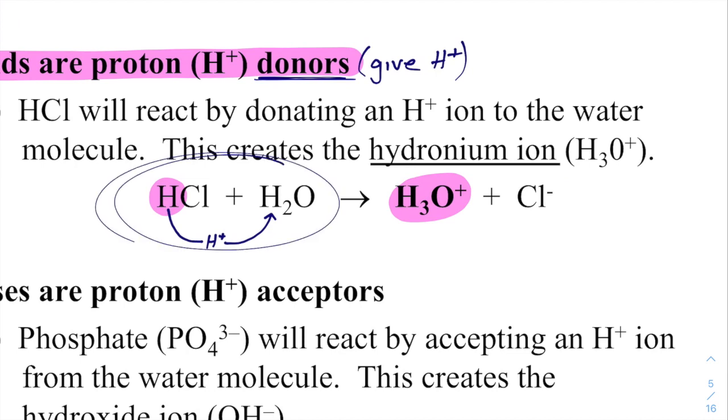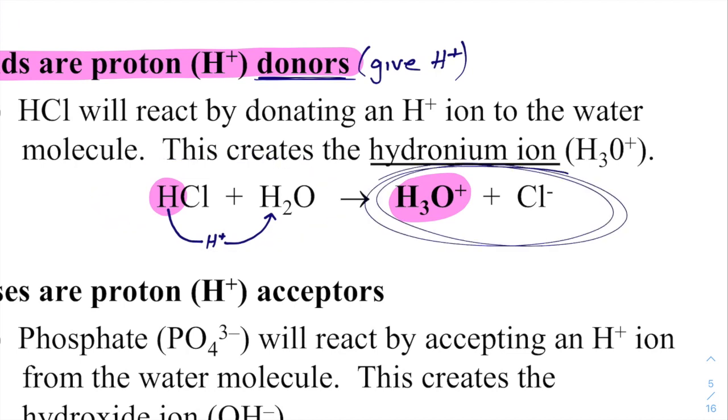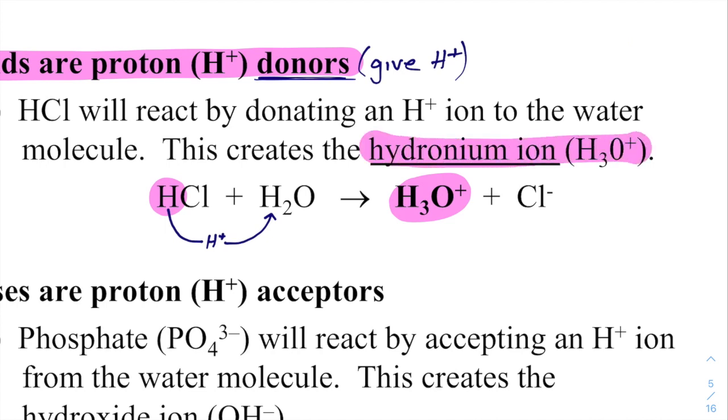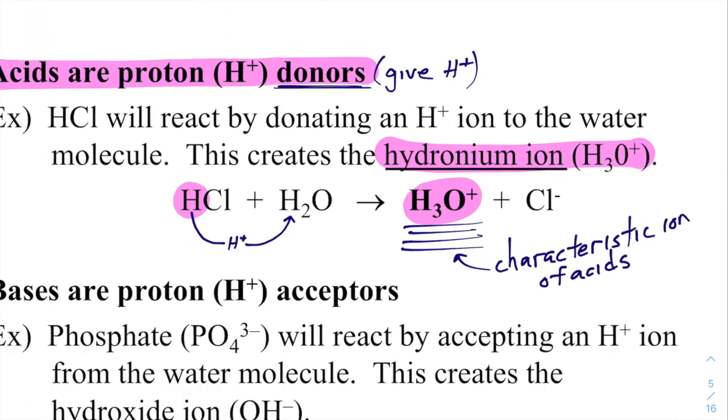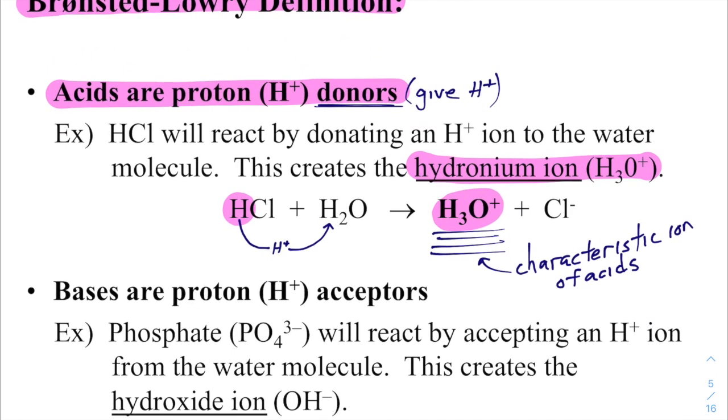If you look at the total charge on the left side, it's neutral. If you look at the total charge on the right side, it's +1 and -1. It's still neutral. So we always conserve our charge in these reactions. But the hydronium ion, this is what makes something an acid. This is the characteristic ion of acidic solutions, of acids. And that's very important. So if a solution has a bunch of hydronium ion floating around in it, it's going to be acidic.